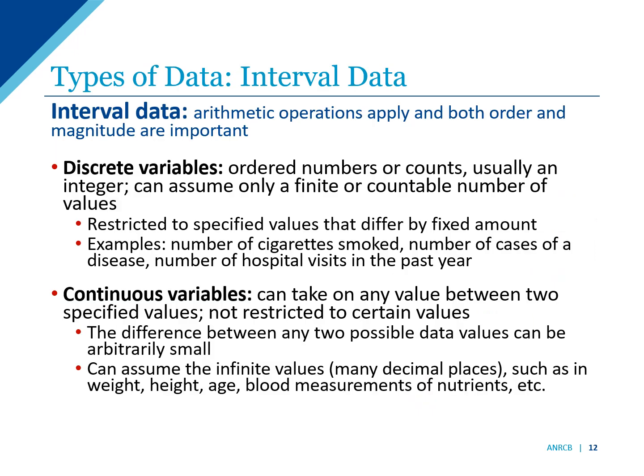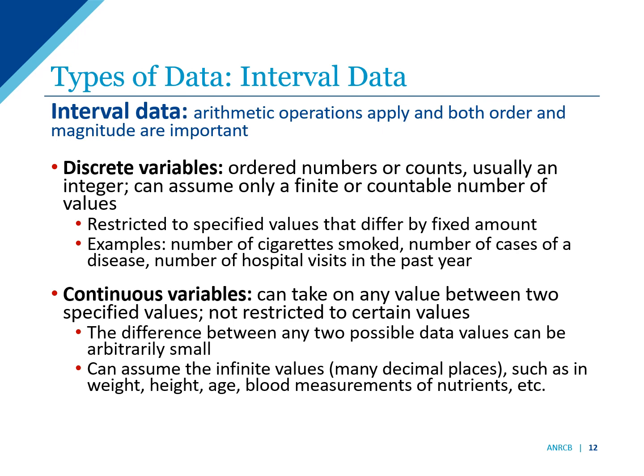With interval data, arithmetic operations apply, and both the order and magnitude of the variable value are important. Discrete variables are typically ordered in numbers or counts, usually an integer. Discrete values can assume only a finite or countable number of values and are restricted to taking on only specified values that do differ by a fixed amount. Examples might be the number of cigarettes smoked in a day, the number of cases of a disease, or number of hospital visits in the past year.